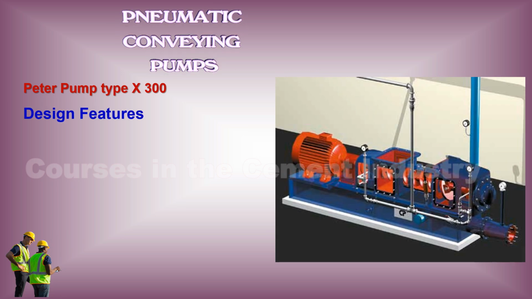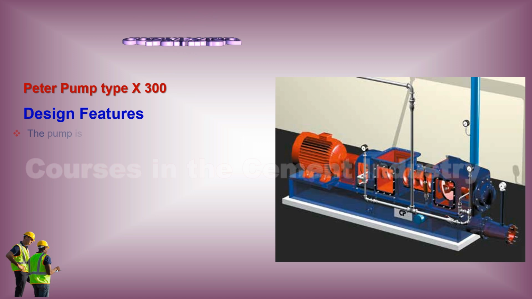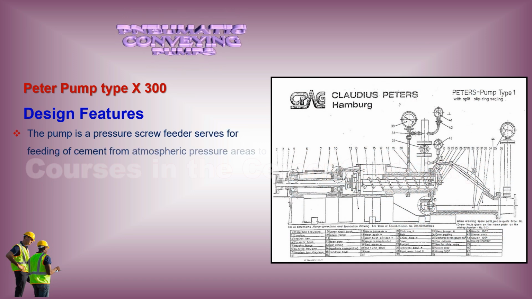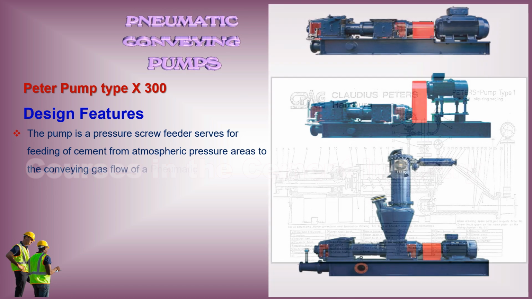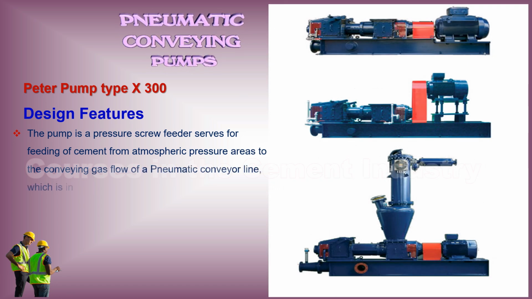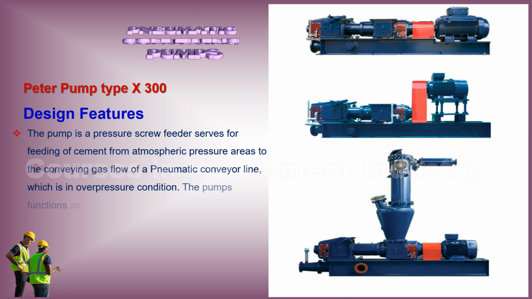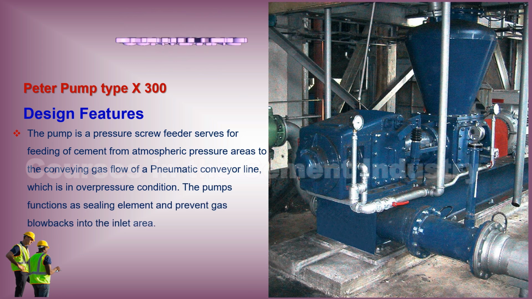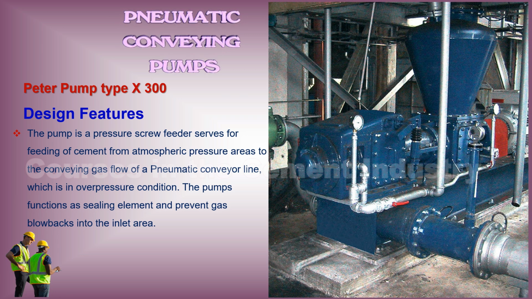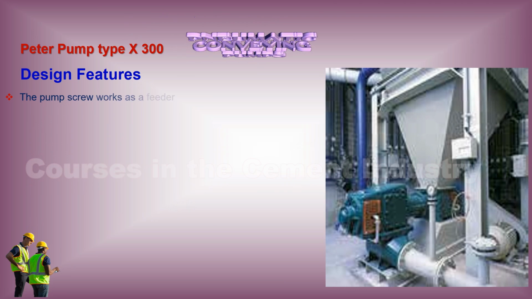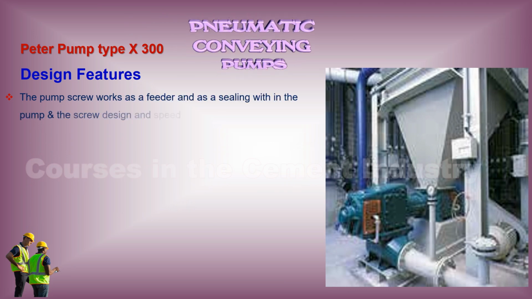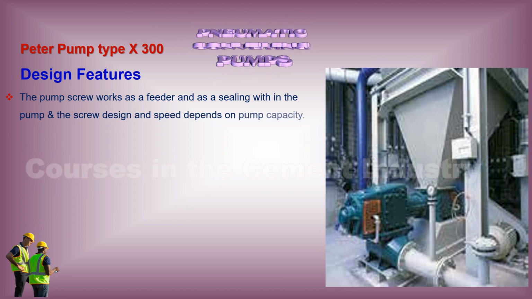Design features. 1. The pump is a pressure screw feeder, which serves for feeding of cement from atmospheric pressure areas to the conveying gas flow of a pneumatic conveyor line, which is in overpressure condition. The pump functions as a sealing element and prevents gas blowbacks into the inlet area. 2. The pump screw works as a feeder and as a sealing within the pump. The screw design and speed depend on pump capacity.